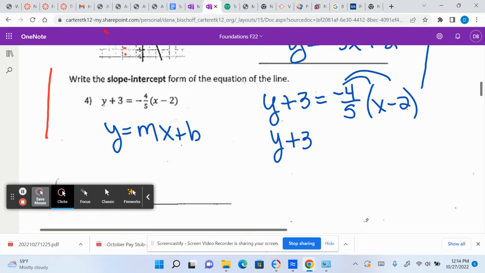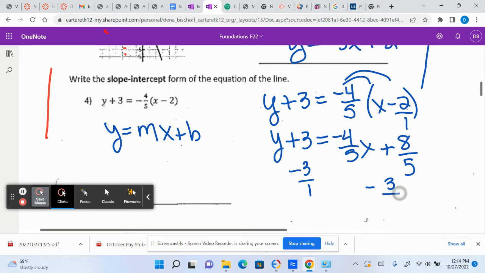So y plus 3 equals negative 4 over 5 x plus 8 over 5. A negative times a negative is a positive. 5 times 1 is 5. Subtract the 3 from both sides. So here's where it might be good to have a calculator, okay? Because we struggle with subtracting a whole number from a fraction. If I were using my calculator, I would do parentheses 8 divided by 5, close my parenthesis, minus 3, and I would hit equals.